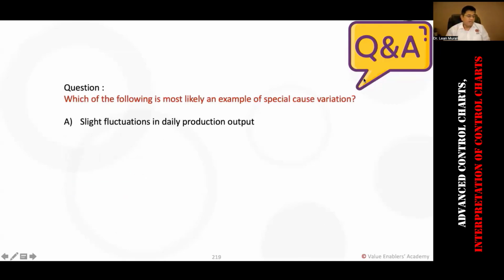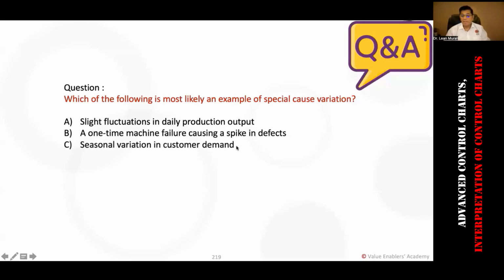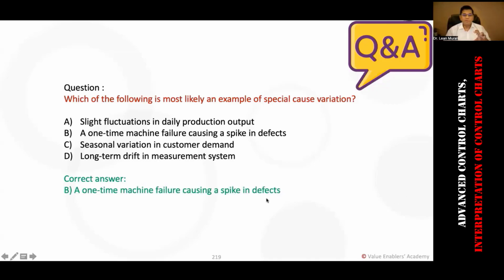Another random question: which of the following is most likely an example of special cause of variation? Slight fluctuations in daily output, one-time machine failure causing a spike in defects, seasonal variation in customer demand, or long drift in a measurement system. Let's see. Just a quick test on special cause and common cause for you. All right, I'll settle on the one-time machine failure that causes a spike in defects. This is special cause because it happens one time.